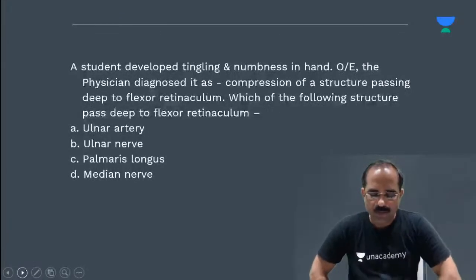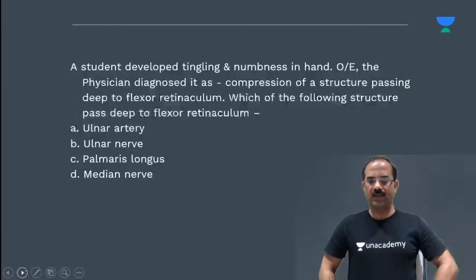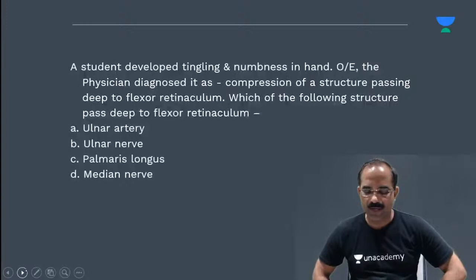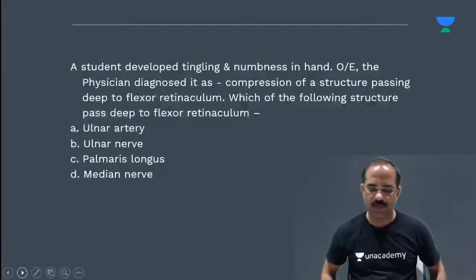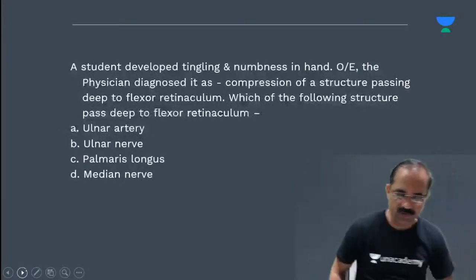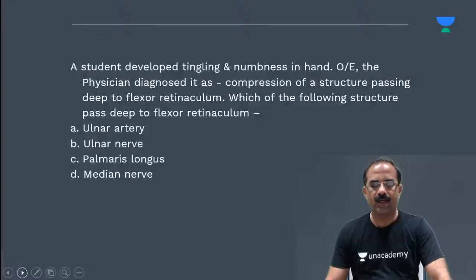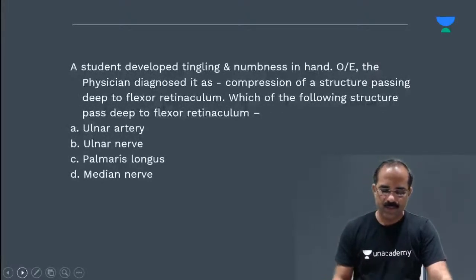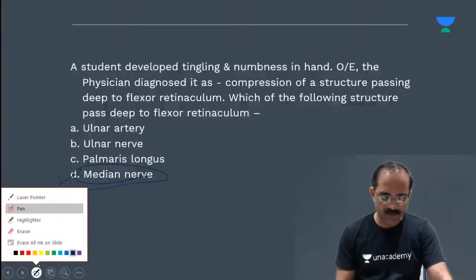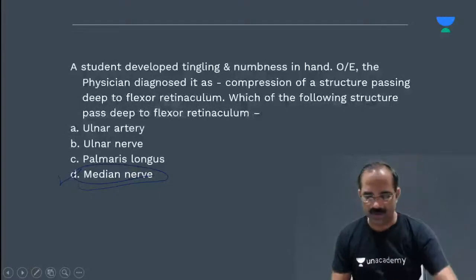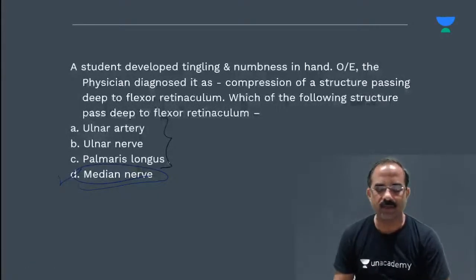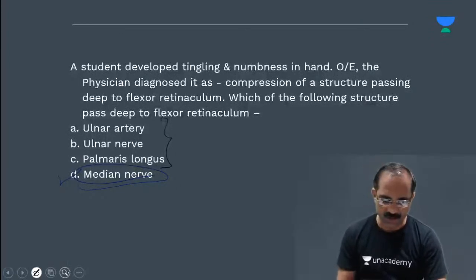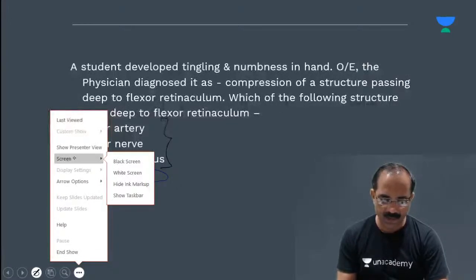Answer this. A student developed tingling and numbness in the hand. On examination, the physician diagnosed it as compression of a structure passing deep to the flexor retinaculum. Which of the following structures passes deep to the flexor retinaculum? These are very important MCQs for you. Any guesses? You can guess. That's the median nerve. The answer is median nerve. The median nerve is going to pass deep to the flexor retinaculum, below it. All the rest will go above the flexor retinaculum. I'll just draw a slide of the flexor retinaculum. Students, see if you can understand this. Be interactive, students.